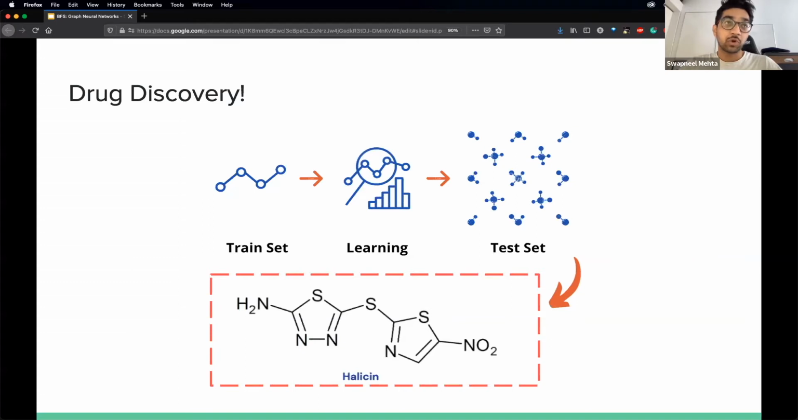So you have a training set of known molecules, known properties. You perform learning with graph neural networks, and then you have this massive test set. So you can imagine that you're not limited in your test data set, at least, because you can simulate any sort of structure for molecules. There doesn't need to be a reason for this data point to be in the test set, so that allows you to really scale up to a lot of molecules very easily.